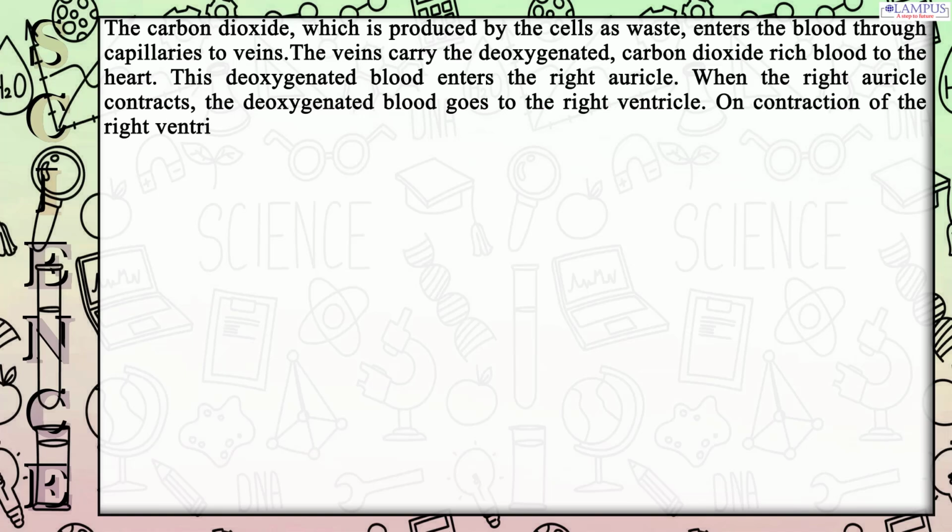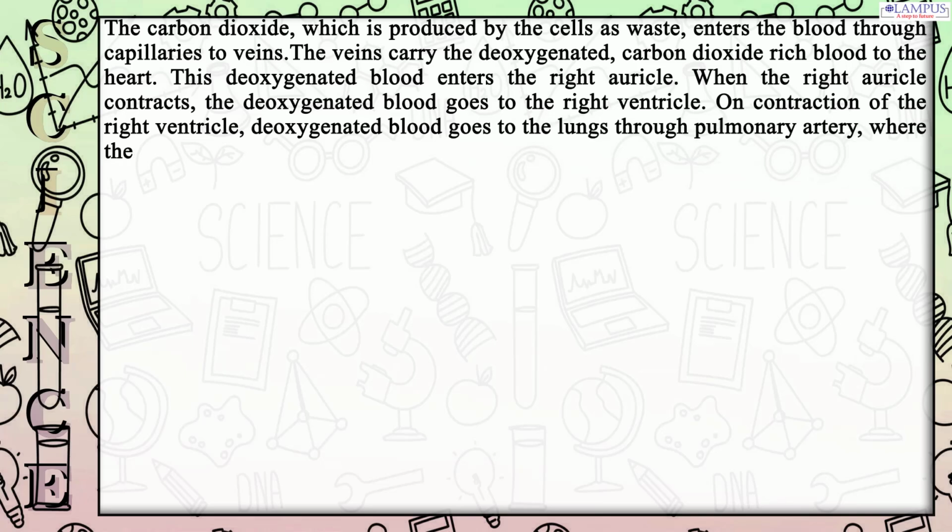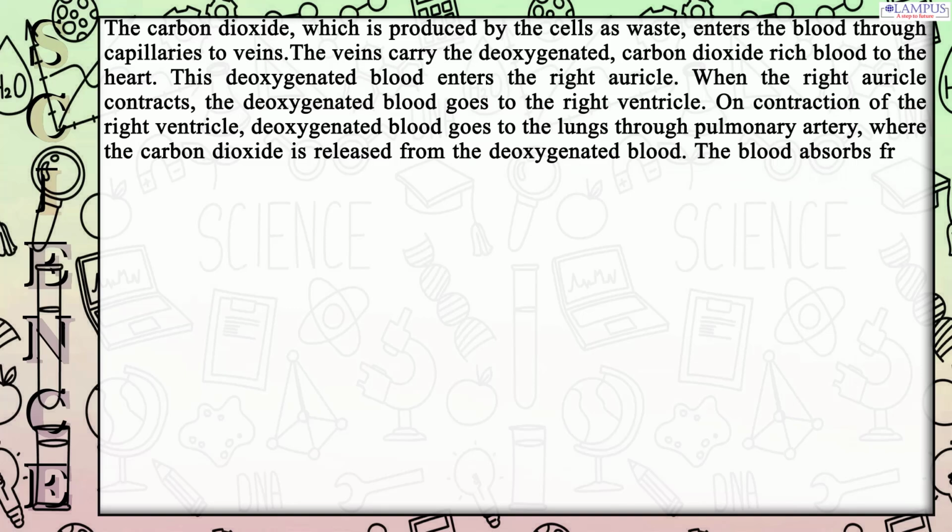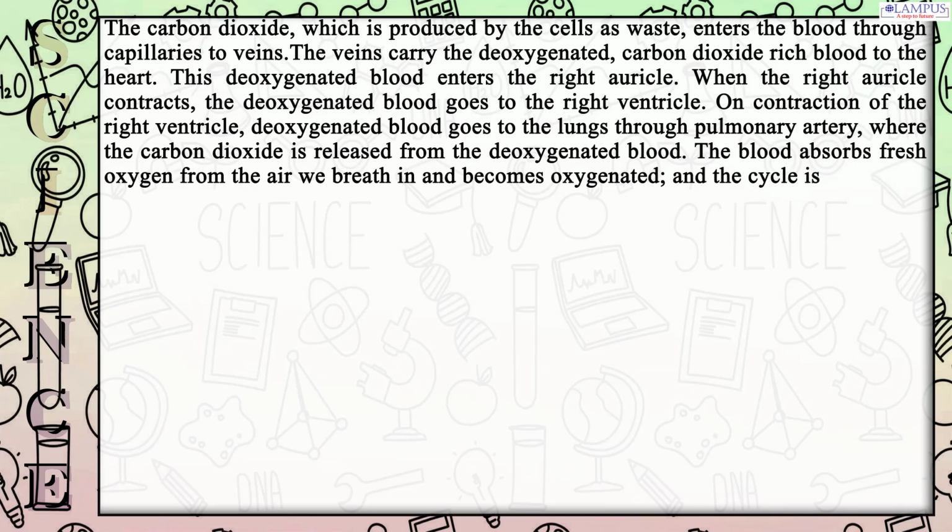On contraction of the right ventricle, deoxygenated blood goes to the lungs through pulmonary artery, where the carbon dioxide is released from the deoxygenated blood. The blood absorbs fresh oxygen from the air we breathe in and becomes oxygenated, and the cycle is repeated.